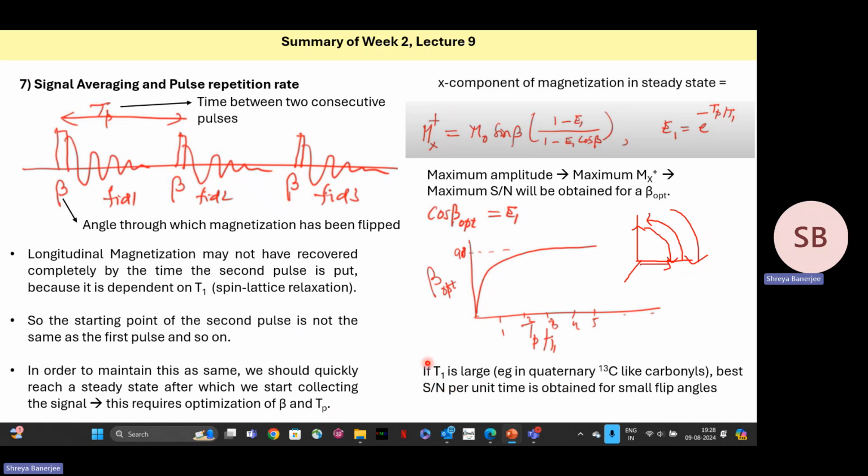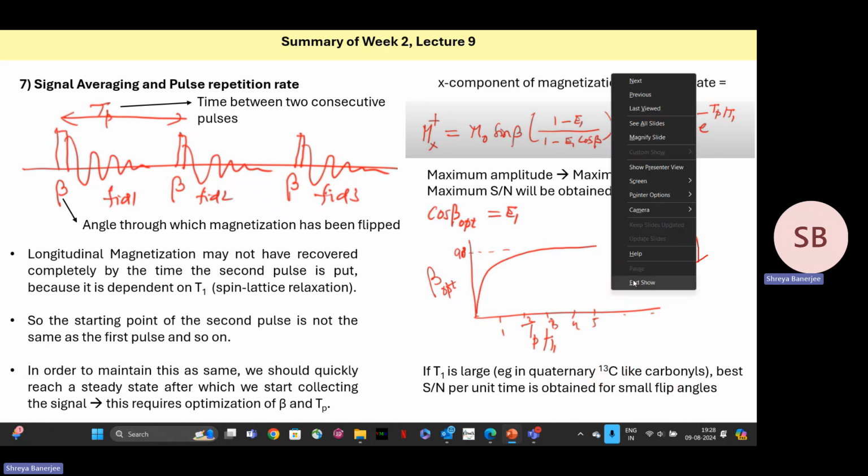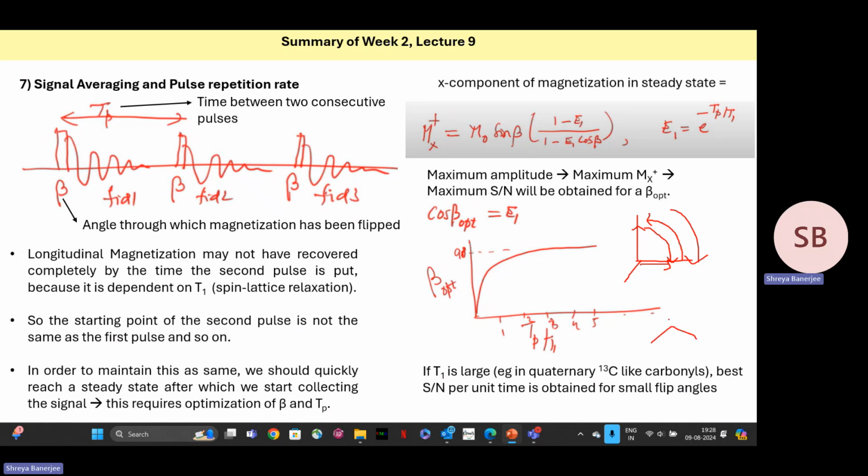Suppose you have a system where your T1 is large, that is, your spin lattice relaxation is very large. Where this happens is somewhere like quaternary carbons. So if you have a carbonyl system, this is a quaternary carbon because it is not attached to any hydrogen. In this kind of carbon, T1 is very large. If T1 is large, then Tp by T1 will be small.